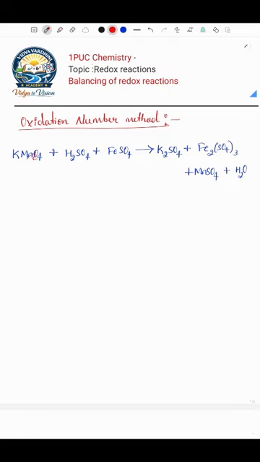In KMnO4, the element which undergoes reduction is manganese. Let us calculate the oxidation state. Potassium is an alkali metal, hence the oxidation state is +1. Manganese I will take as X, plus oxygen, there are 4 oxygen atoms, each oxygen -2, hence 1 plus X plus 4 into -2 equals 0. Therefore, X equals +7. Here the oxidation state of manganese is +7.